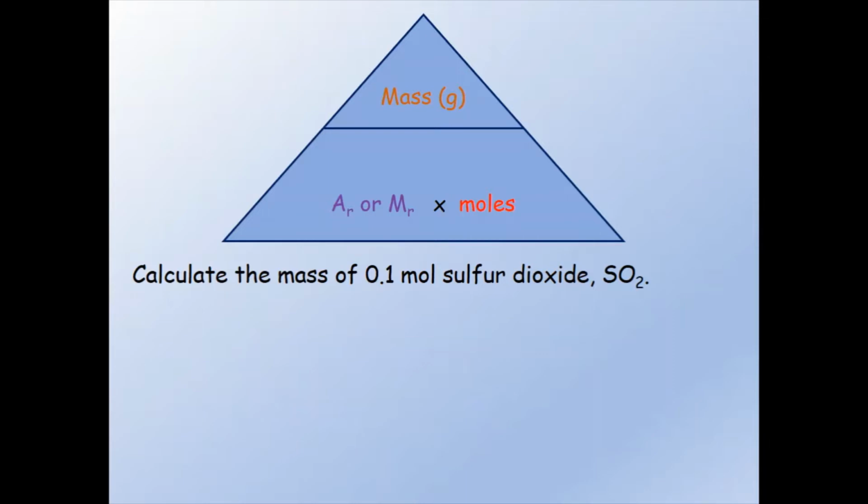Now it is your turn. We're just going to look at the question really quickly. Calculate the mass of 0.1 mole sulfur dioxide, SO2. So now you can pause the video, grab a piece of paper, use the formula triangle and try to calculate the mass of 0.1 mole of sulfur dioxide yourself.